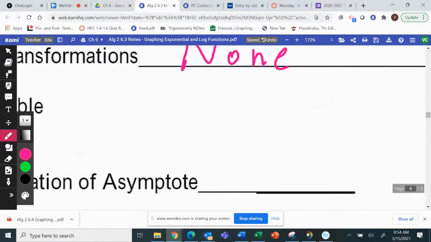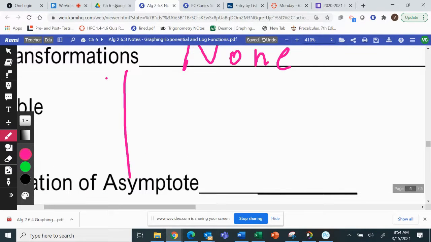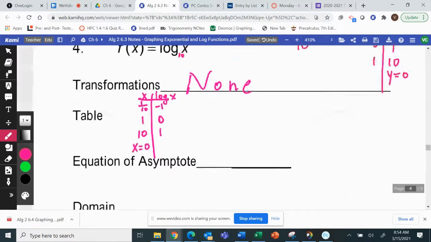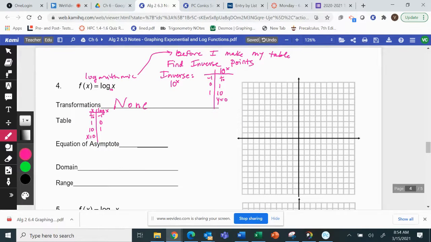I'm using the log x points, which means I switch the 10 to the x key points. I'm just going to switch them. So I have 1/10, -1, 1, 0, and 10, 1, and I will also have x equals 0. So I took my inverse points, 10 to the x, and I just switch. That's how I get my logarithm points.